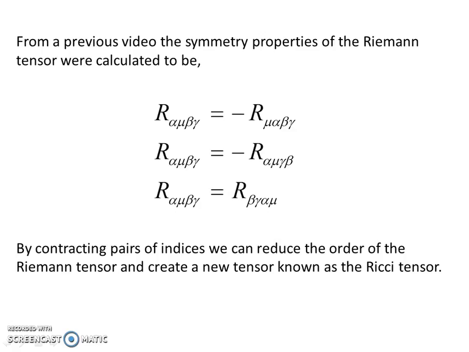What we're going to do is, by contracting on pairs of indices, reduce the order of the Riemann tensor and create a new lower order tensor, second order, known as the Ricci tensor.